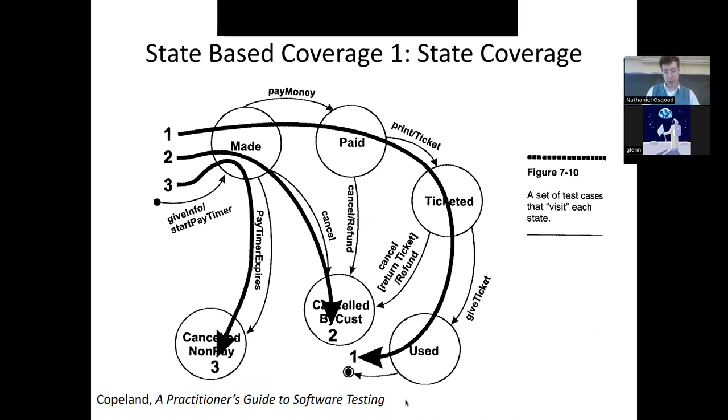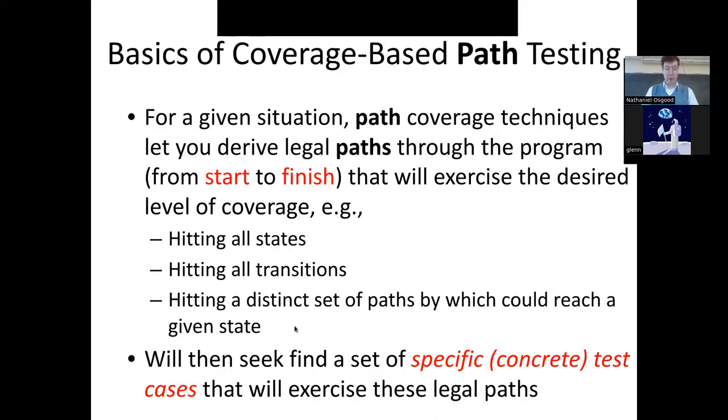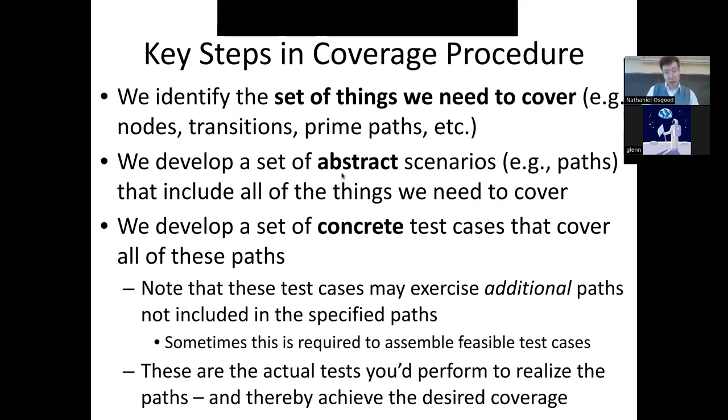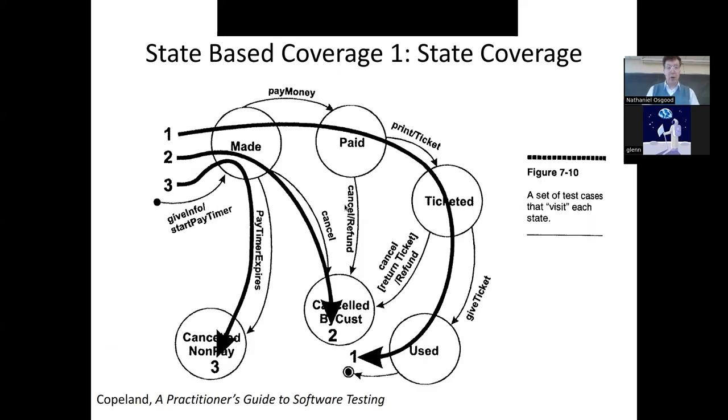This one, this one, this one, this one, this one, and this one. And then we have to find, remember this, a set of paths from start to finish that will cover those things. Well, that's what's shown in these black ones. These three thick paths collectively will cover all these states. You got that? So I'm saying, I want to cover these states, these circles.